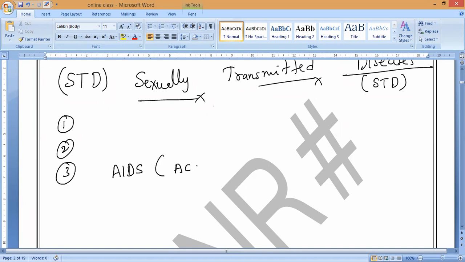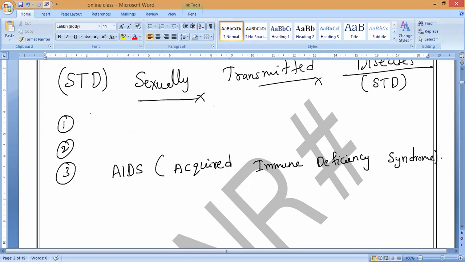So what do you mean by AIDS, guys? This is a permanent disease. Once it is acquired by a person, the only way is death. Within a short period of time, people die. It is called acquired immunodeficiency syndrome. It directly affects our immune system and leads to slow death. That is AIDS.